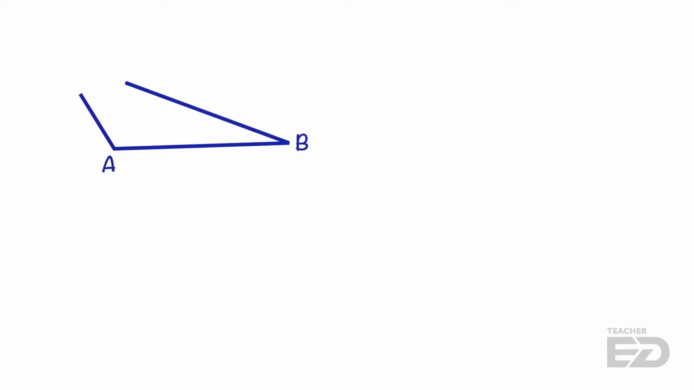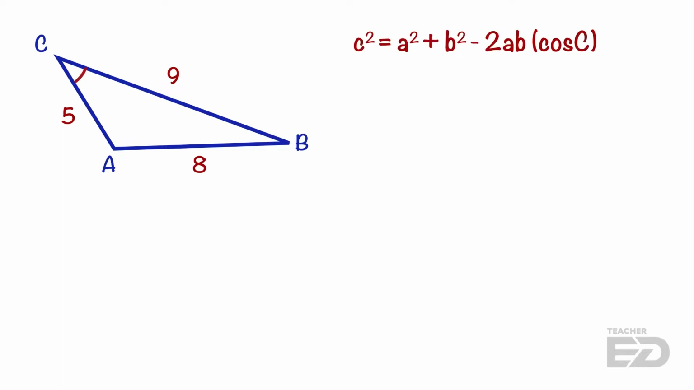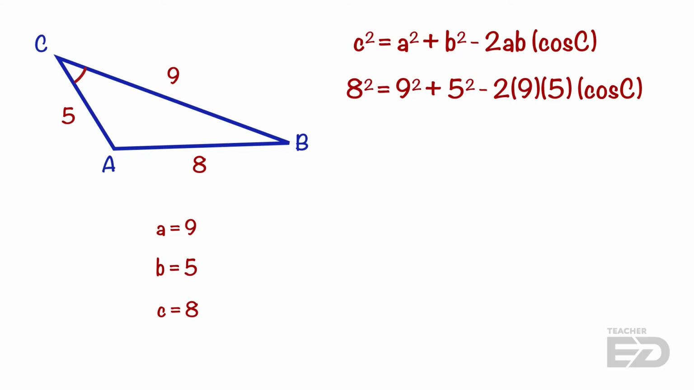Let's look at the side-side-side triangle with the sides of 9, 5, and 8. We want to find angle C. Using the same formula, we can substitute the variables to get this.